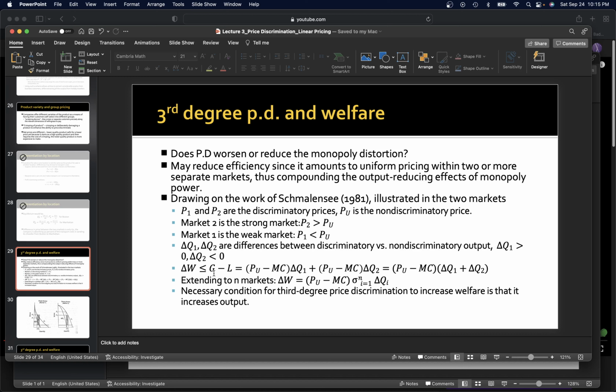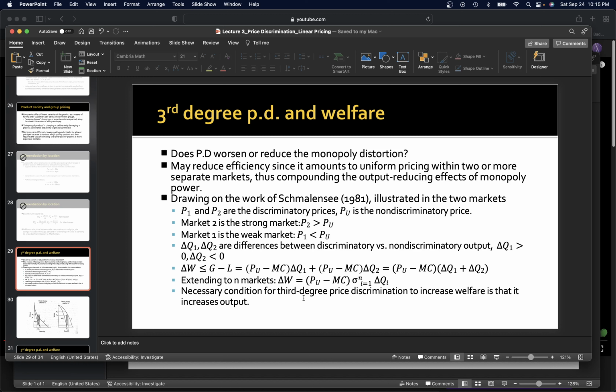Remember, this is sort of a biased measure because this is the largest possible gain, an exaggeration of the gain. This is the lowest possible loss. So in order to see a positive number here, what you need is, on net, an increase in quantity. So that is a necessary condition for third degree price discrimination to raise welfare, because this is the highest gain and this is the lowest possible loss.